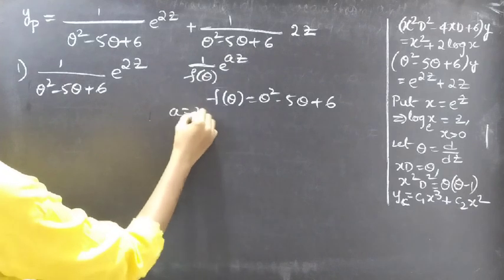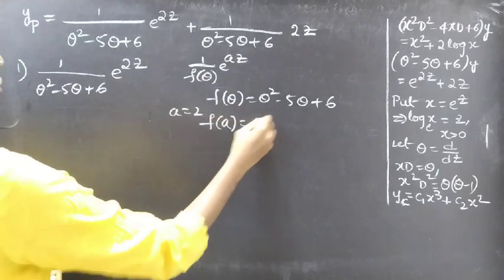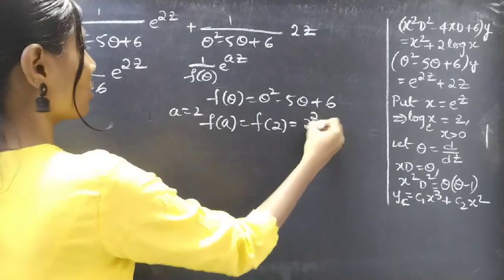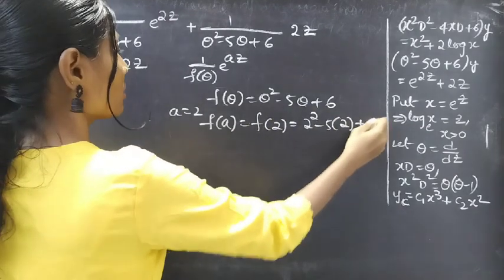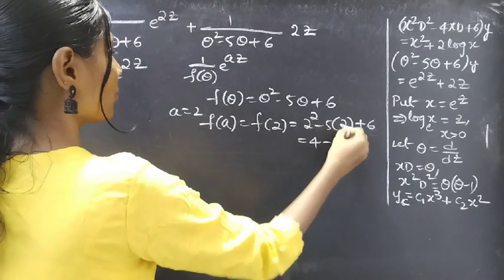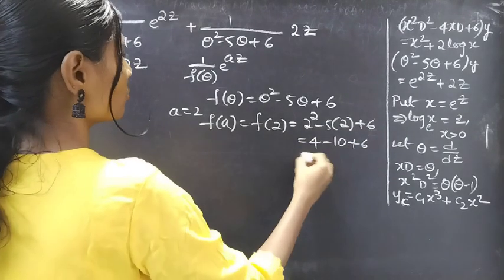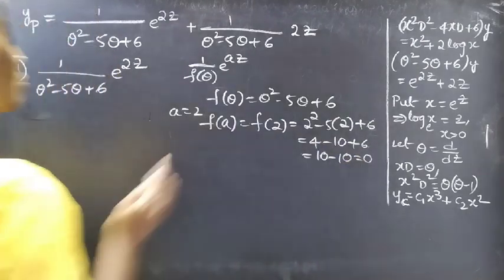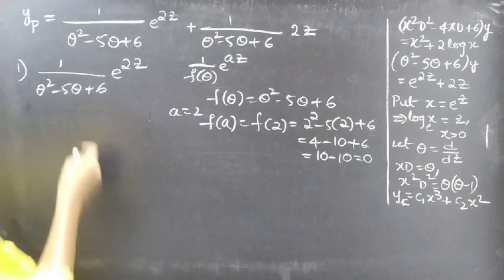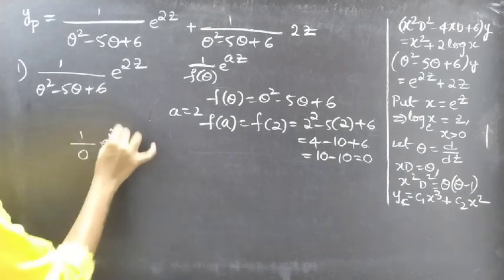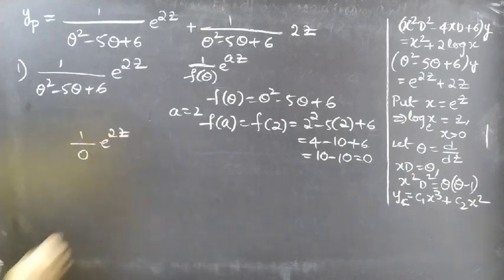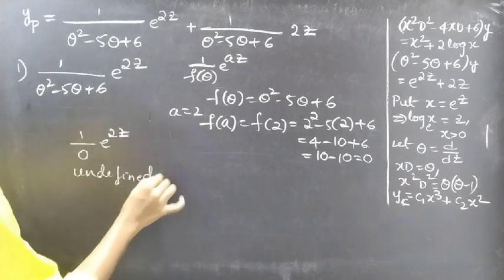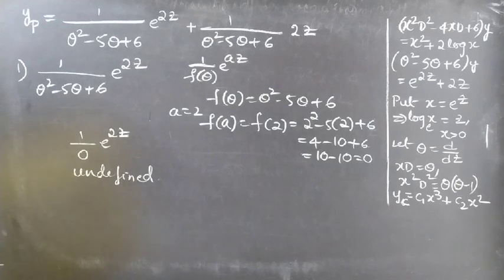Then for a equals 2, we'll find f of a, which is f of 2. Just replace theta by 2, we'll get 2 square minus 5 into 2 plus 6. This is 4 minus 10 plus 6, which is 4 plus 6, 10, minus 10, which equals 0. So if we replace theta by 2, we'll get 1 by 0 into e power 2z. Since 1 by 0 is undefined, the total term becomes undefined, right? So we cannot replace theta in the denominator.